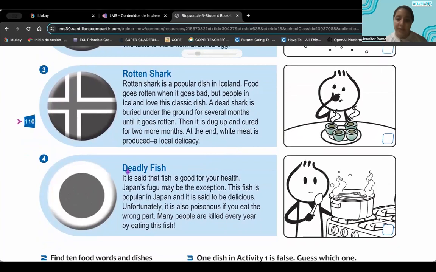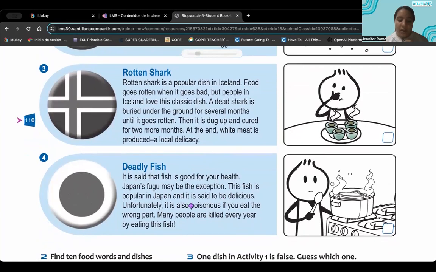And then we have deadly fish. It says that fish is good for your health. Se dice que el pescado es bueno para tu salud. Japan's fugu may be the exception. El Japan fugu tal vez sea la excepción. This fish is popular in Japan. Este pescado es popular en Japón. And it is said to be delicious. Y se dice que es delicioso.